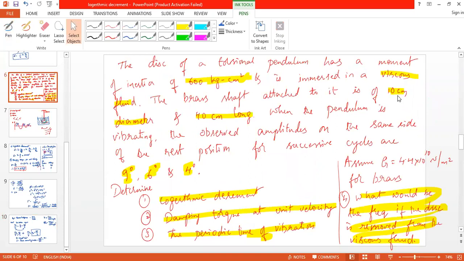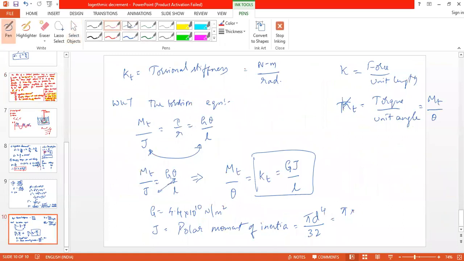The diameter of the brass shaft is 10 centimeter. We need to convert this 10 and 40 into meters, because we have this g in terms of Newton per meter square. So 10 centimeter is 0.1 meter. So pi into 0.1 to the power of 4 by 32. So what is the answer?